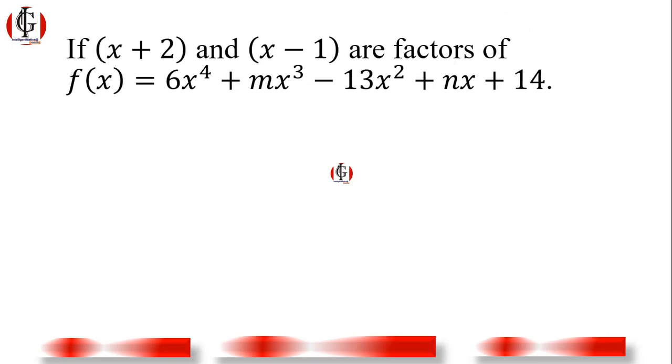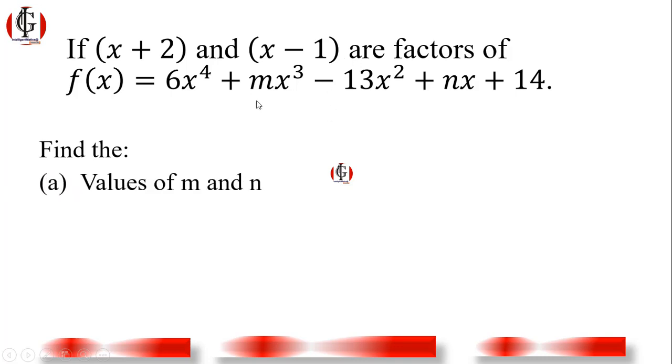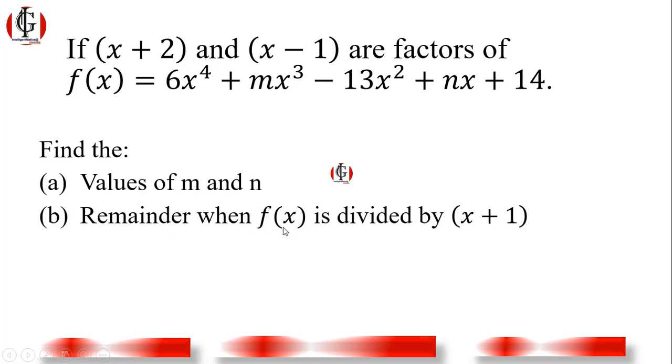We have: if x plus 2 and x minus 1 are factors of the polynomial 6x raised to the power 4 plus 2m raised to the power 3 minus 13x squared plus nx plus 14, we have to find the values of m and n, and the remainder when f of x is divided by x plus 1.